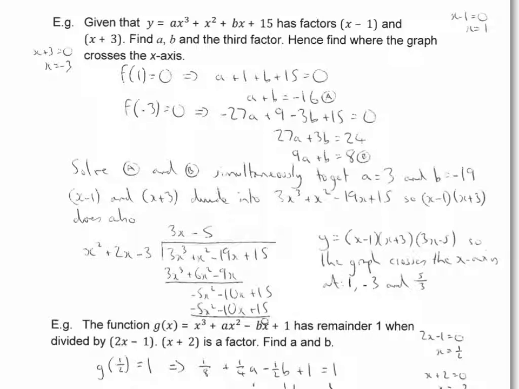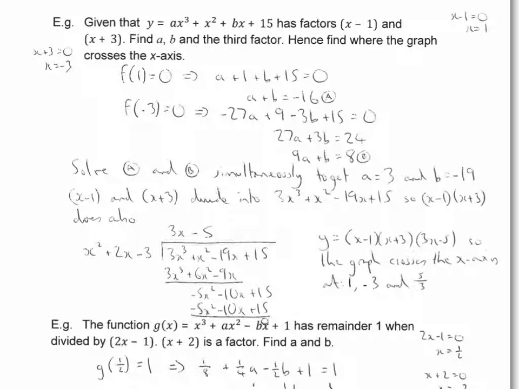So the next bit's more interesting. It says you find a and b, lovely, and find the third factor. So you've already got these two here, and you're trying to find the third of those factors. So let's see what we know. We know that x minus 1 and x plus 3 are both factors. Okay, so that means that x minus 1 times x plus 3 is a factor.